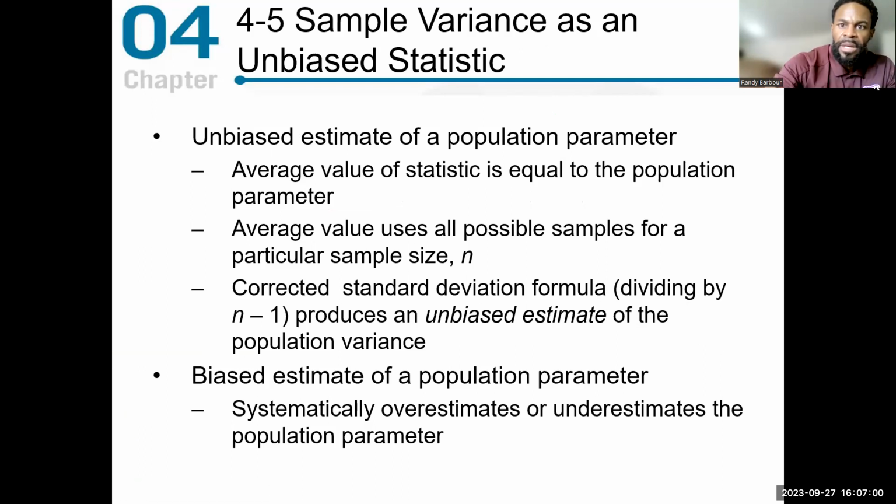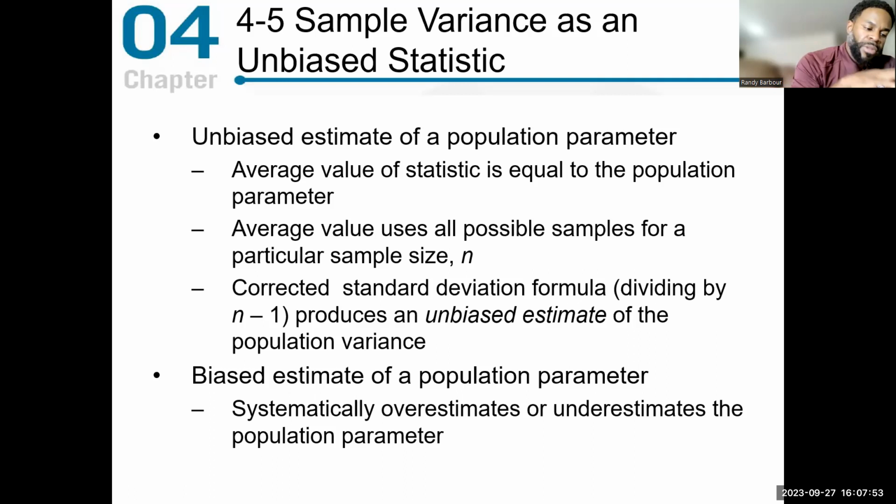unbiased statistic, right? This will be one of the last things we discuss. The reason we use n minus one is because we are trying to create an unbiased statistic for our estimation of the population trend, right? So the average value of a statistic is usually equal to the population trend, okay? And so when we have a sample, what we're trying to do is estimate the population parameter for the standard deviation and the variance, okay? So the one way that we do that is by using the n minus one, right? When we divide by n minus one, we turn that biased statistic into an unbiased estimate of the population variance.